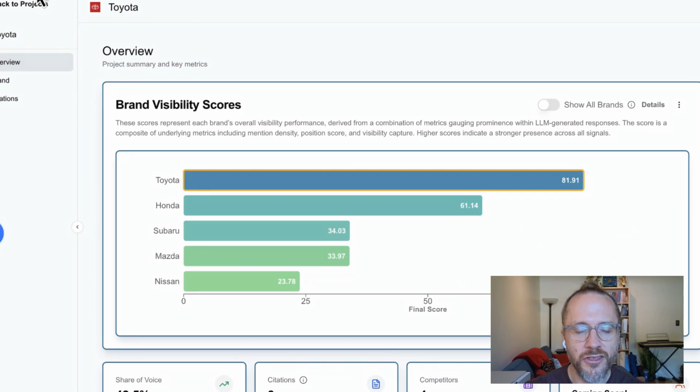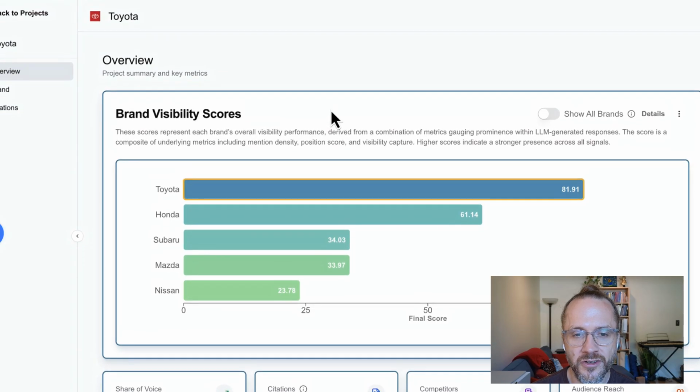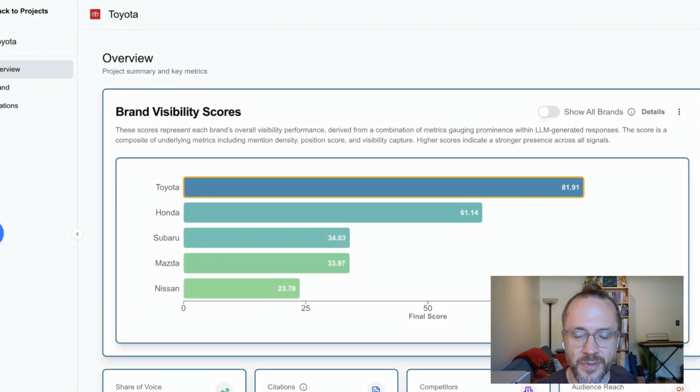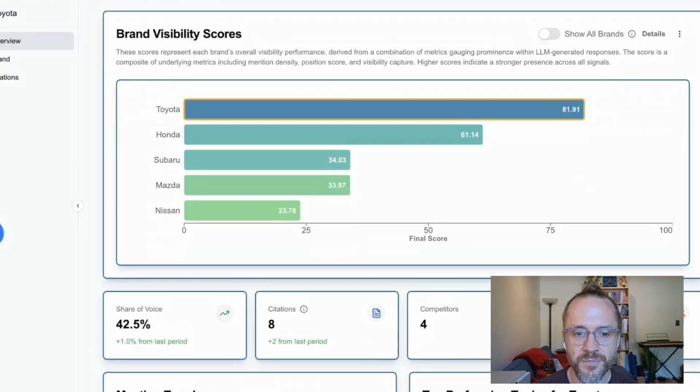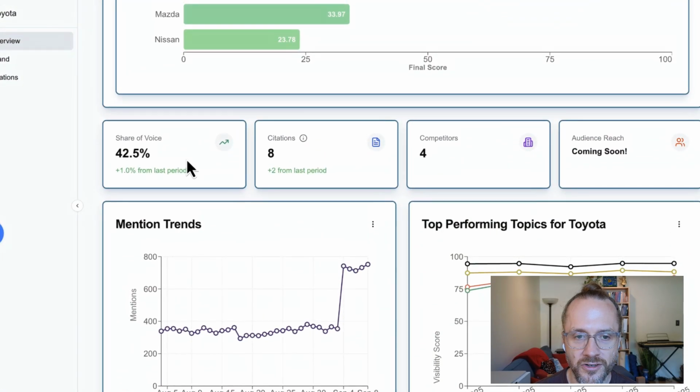Okay, let's walk through a project in Xofu. First thing we see is this visibility score. We're comparing the subject brand, which is Toyota in this case, to top 4 brands that are overlapping in the space. We can see how the scores vary from one brand to another and get that high-level view in this first screen.